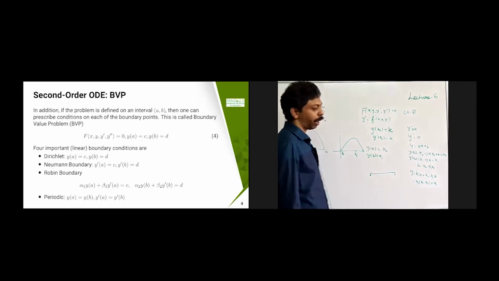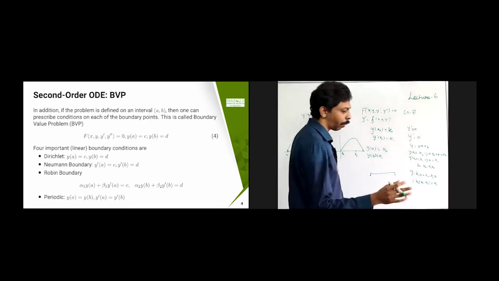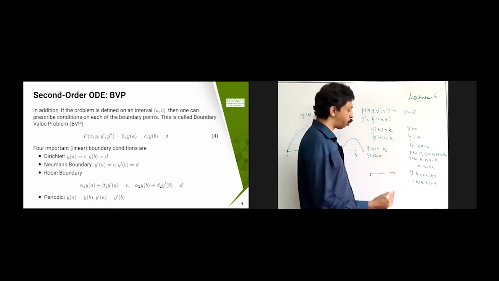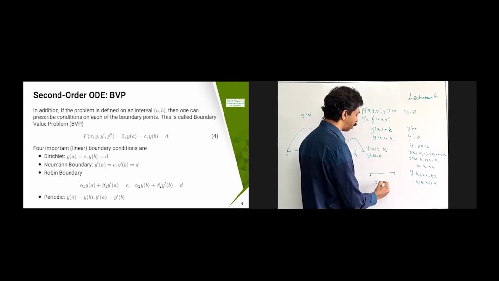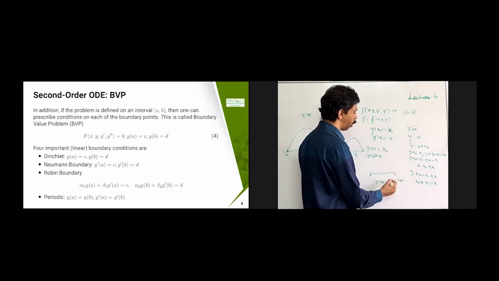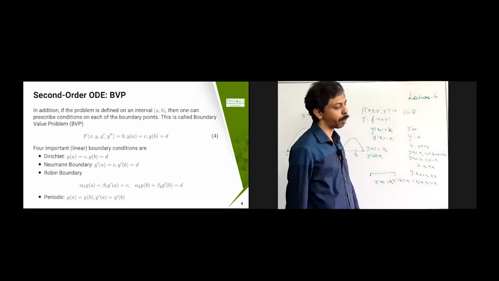Neumann boundary condition means you can prescribe the velocity, that is, the value of y dash. You can specify y dash of a and y dash of b. If you specify these two values, let's say k0 and k1, these conditions are called Neumann boundary conditions.